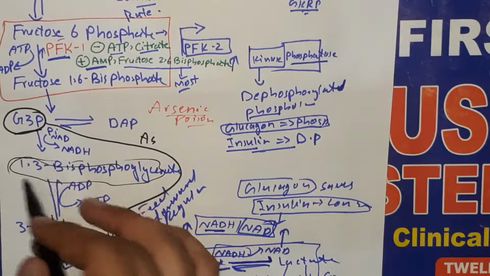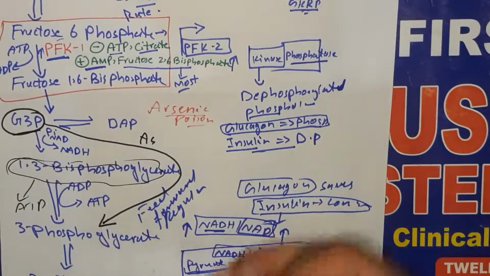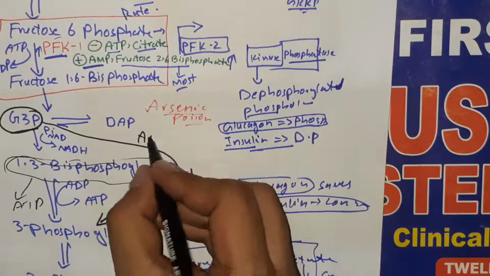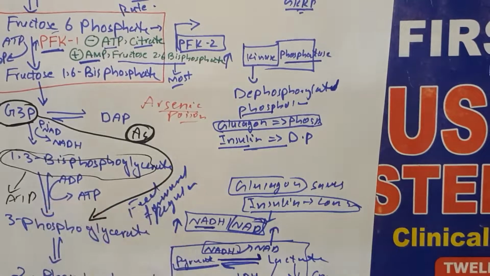When this step is not involved, there is no production of ATP. As a result, glycolysis happens, glucose is consumed, but there is no production of ATP. So this is the main defect or main poisoning of arsenic which happens in the glycolytic pathway.